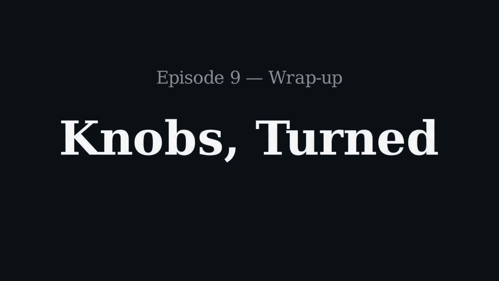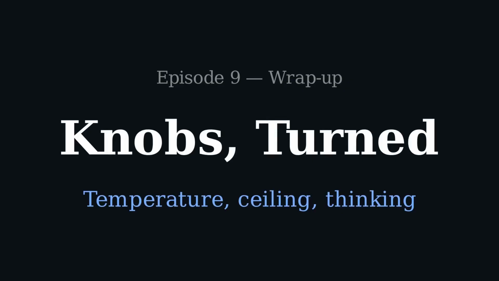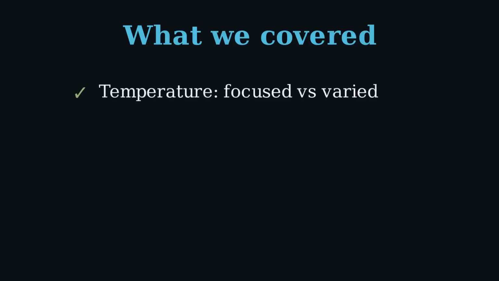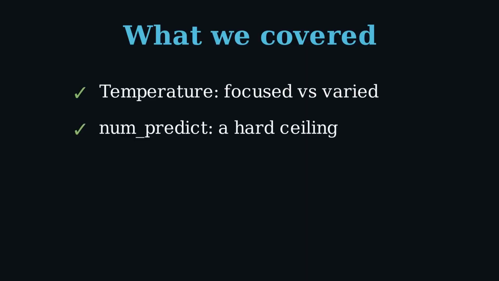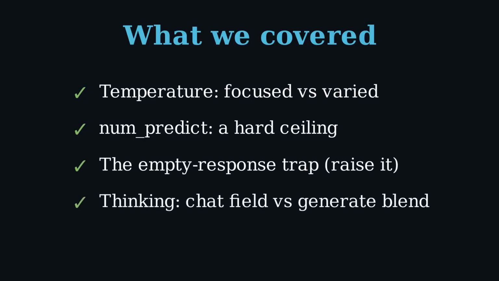That's the control panel. Temperature for variety, NumPredict as a ceiling, and Gemma's thinking mode. 3 knobs that decide what you actually get back. We covered it. Temperature, focused versus varied, NumPredict as a hard ceiling, and the empty response trap when it's too low. And Gemma's thinking, separate on chat, blended on generate.